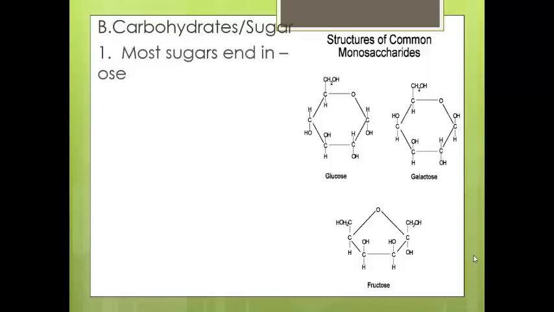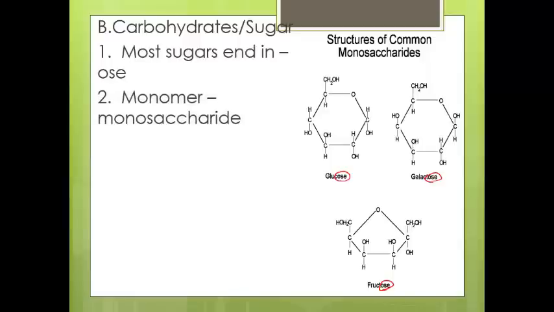So for carbohydrates and sugars, one of the things that can help you recognize a carbohydrate if you see a name of it is the ending OSE. Glucose, galactose, fructose. Now, not every single sugar ends in OSE, but many of them do.